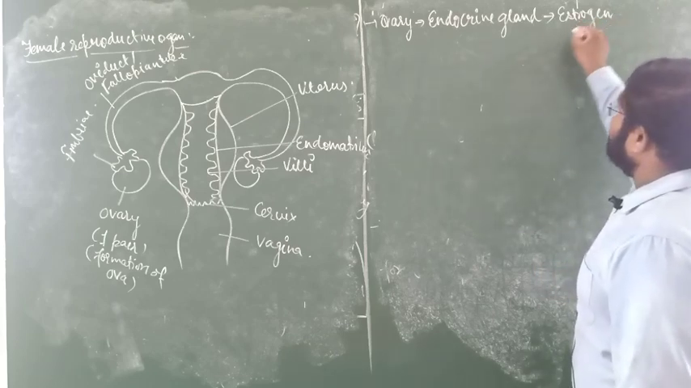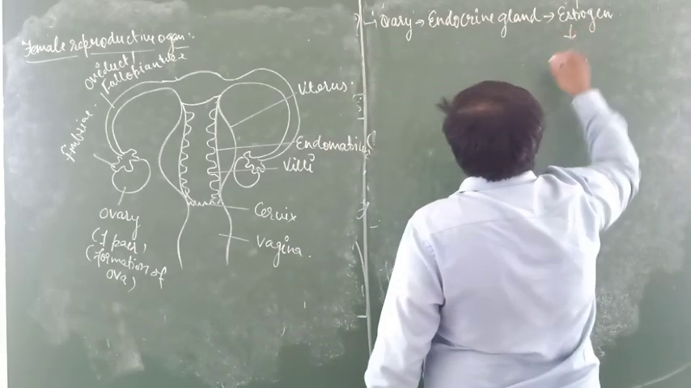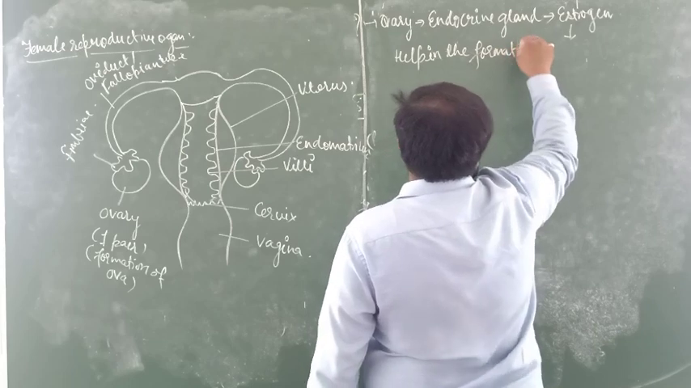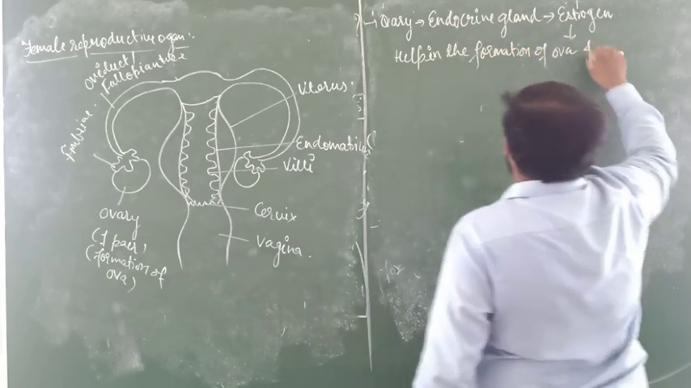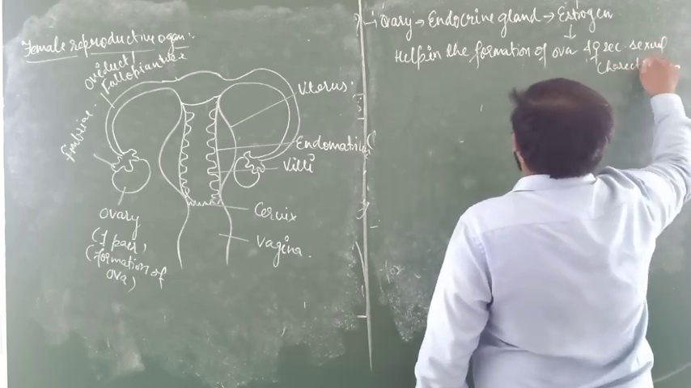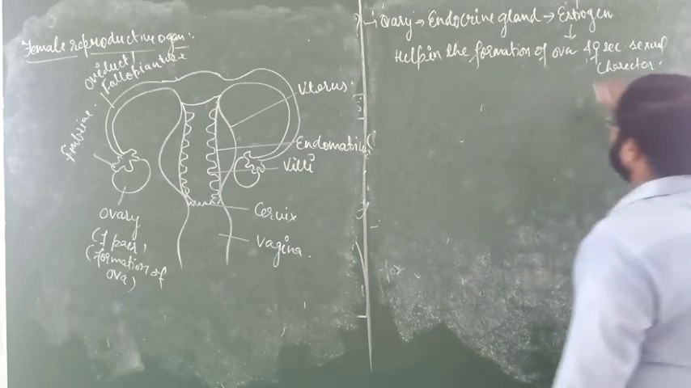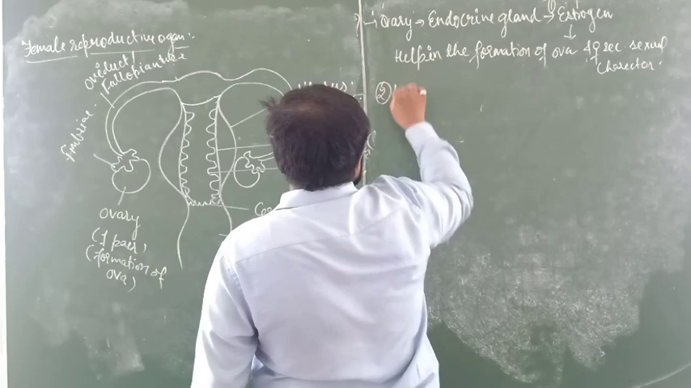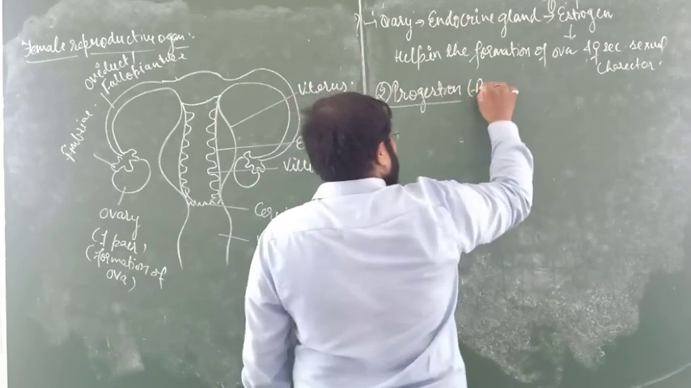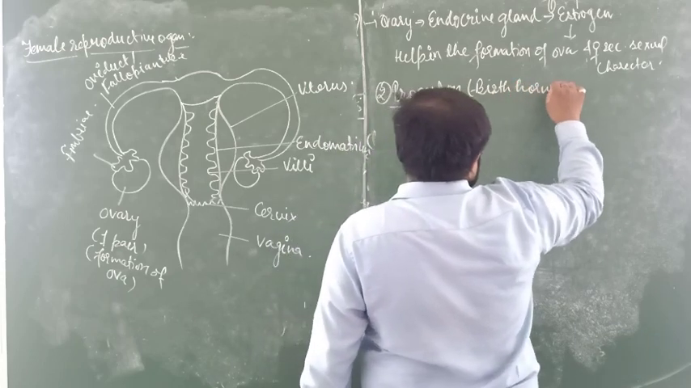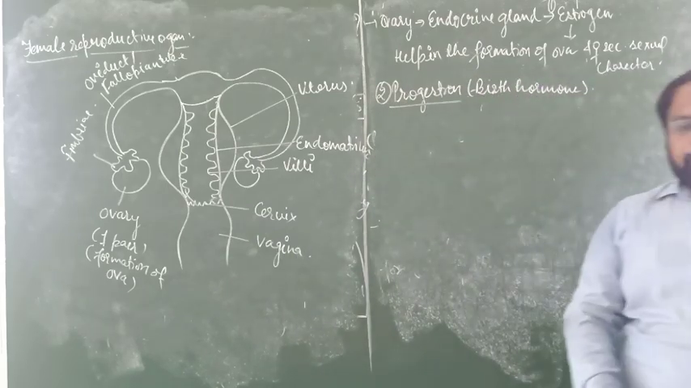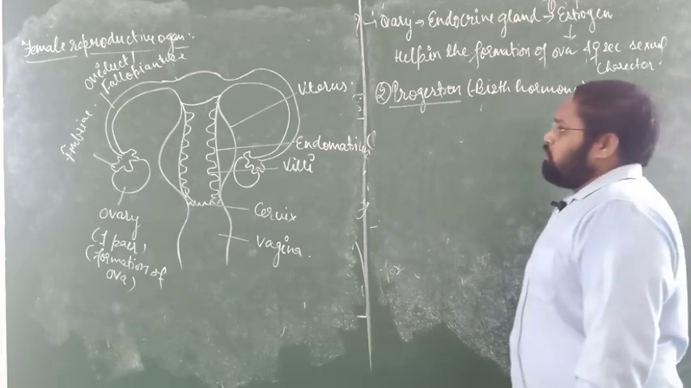Estrogen hormone helps in the formation of ova and also for female secondary sexual characters. Okay, so this one is the one. The second one is called progesterone. It is also called the birth hormone. During the birth of a baby, this hormone will be helpful for the growth of a baby. So these are the two hormones which are released by the ovary.